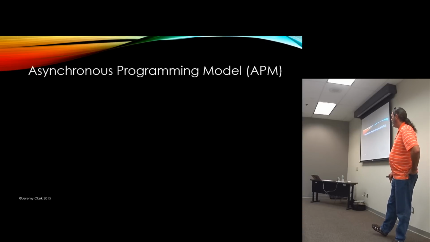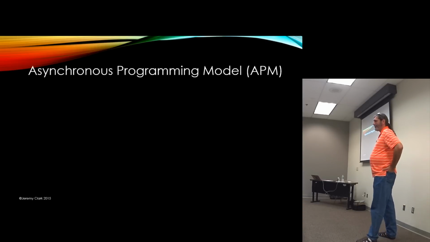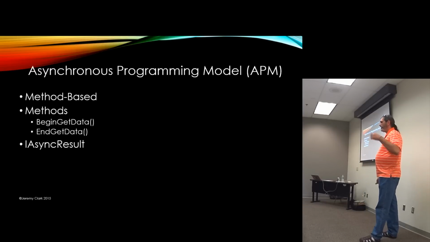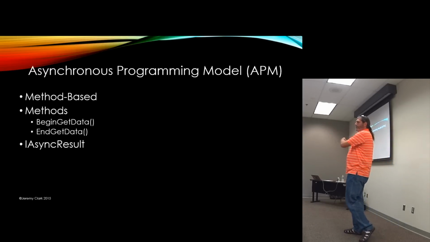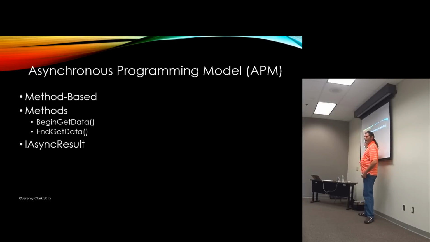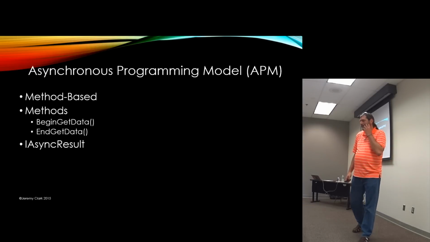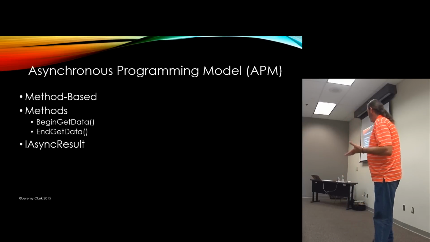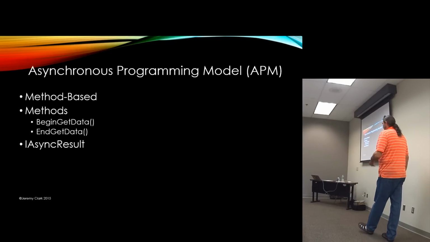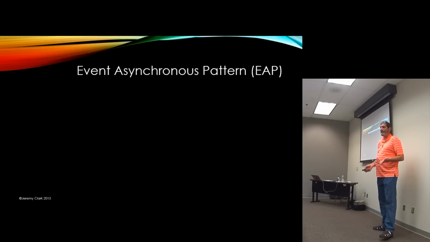For those of you who have been doing .NET long enough to remember the asynchronous programming model, this was method-based, and we usually had a pair of methods, one called begin something and one called end something. The begin method would return this IAsyncResult that we would then pass as a parameter to the end method. You could do some basic stuff with this, but it was a little complicated. In fact, every time I did it, I would have to look up how to do it, because it would never stick in my brain: OK, how do I deal with this IAsyncResult again? I don't know.